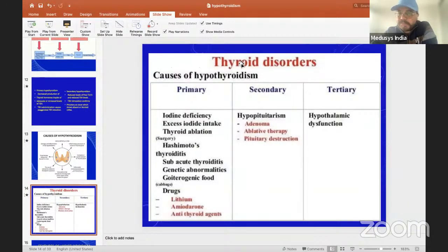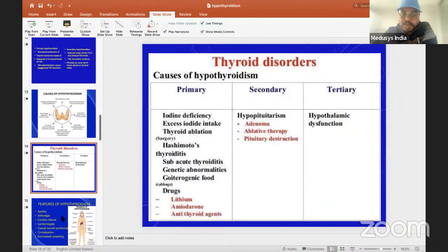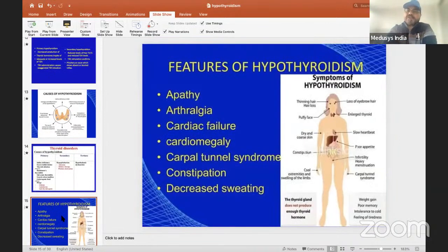Now, thyroid disorders. Causes of hypothyroidism: primary, secondary, and tertiary. Tertiary is hypothalamic dysfunction. Secondary is hypopituitarism, pituitary adenoma, ablative therapy, pituitary destruction. Primary, I've told you: iodine deficiency, excess iodine intake, thyroid ablation, Hashimoto's thyroiditis, goitrogenic foods like cabbage, and lithium, iodide, antithyroid drugs. Now, when we go to examine a patient having hypothyroidism, we should know what the symptoms of hypothyroidism are so that we can know what to see and what to examine.